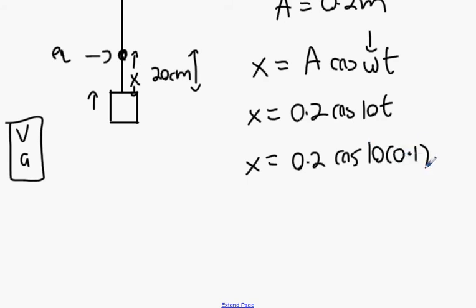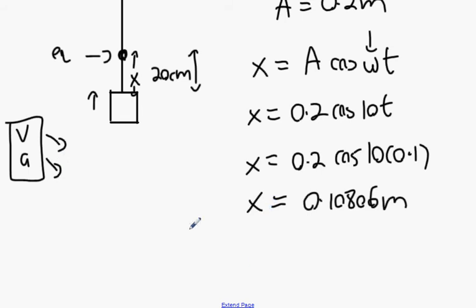Now this is all radians, so you have to put that into your calculator. Please remember it's all radians. You're going to get 0.10806 meters. Yes, never degrees. Okay?